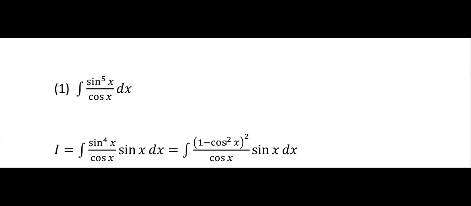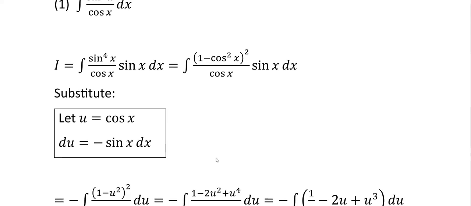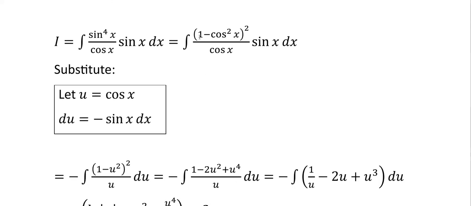Okay, so when we write it like this, as I was saying, we can make a substitution. We let u be cosine x, du would be minus sine x dx. Okay, we substitute. So then it becomes, this is 1 minus u squared, squared. This is u, and this is minus du. So the minus I put out in front, and then that's what we have here.